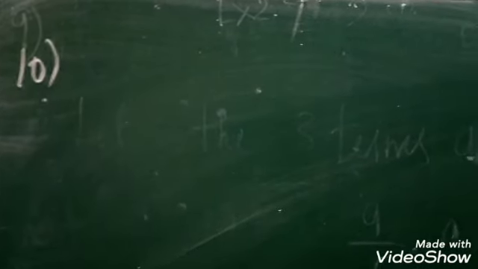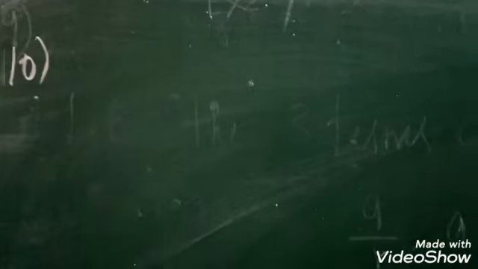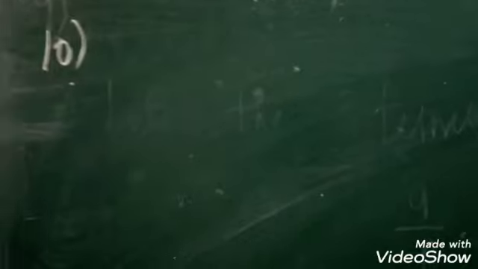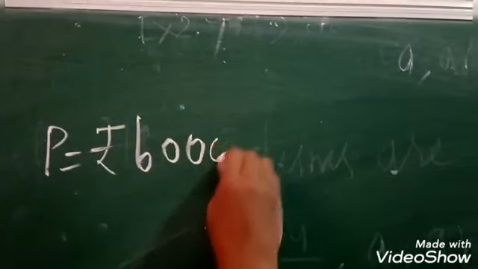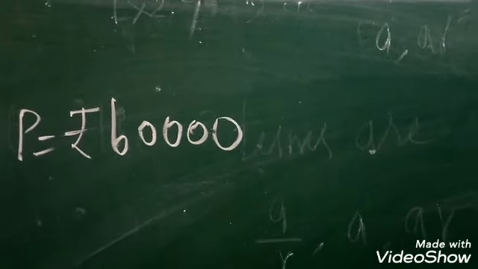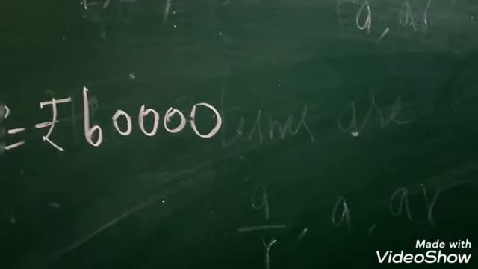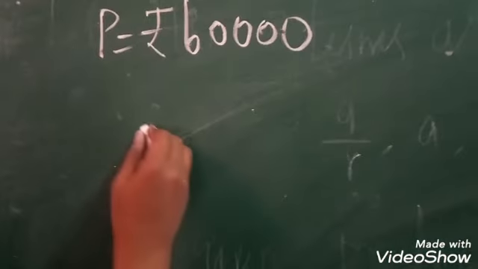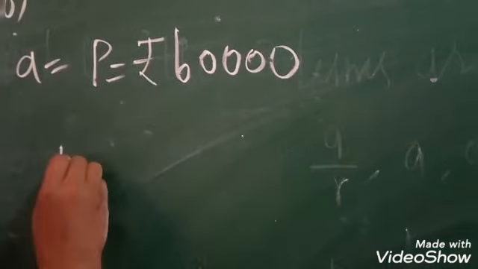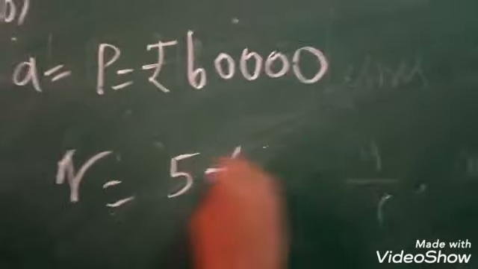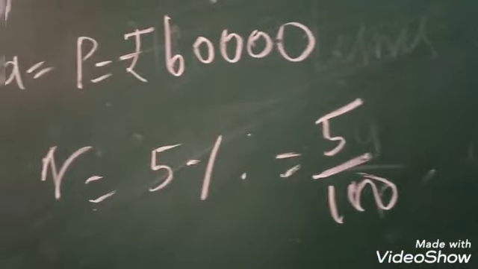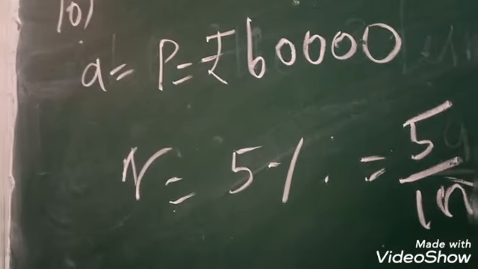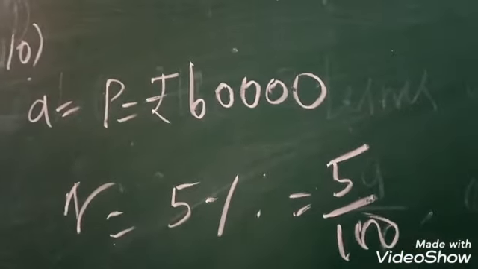See girls, 10th sum. A man joined a company as assistant manager. The company gave him a starting salary of 60,000, which is the principal. You have to take like this in such sums. And he agreed to an increased salary, with common ratio 5%. You have to convert the percentage into a fraction. 5% annually. What will be his salary after 5 years?